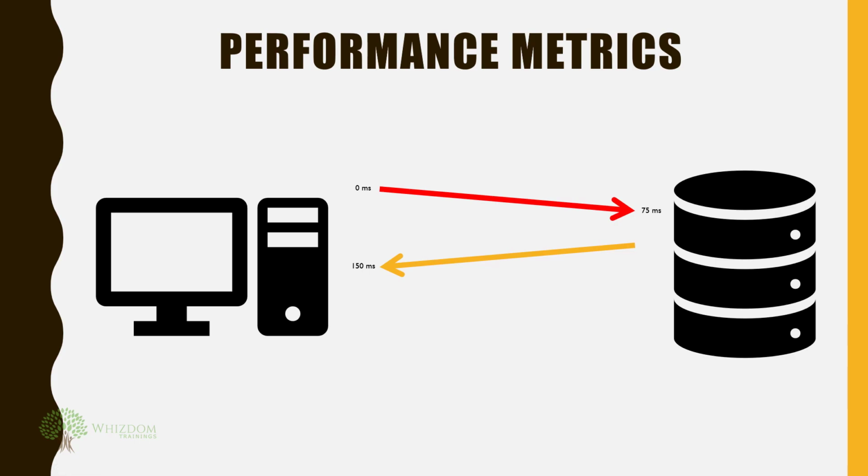Now the next thing, suppose the server responded with three different packets of data. There can be multiple packets of data, and the total time was 250 milliseconds. This total time is known as load time. Another thing is throughput. How many complete requests are done in a unit amount of time? This is known as throughput, right?